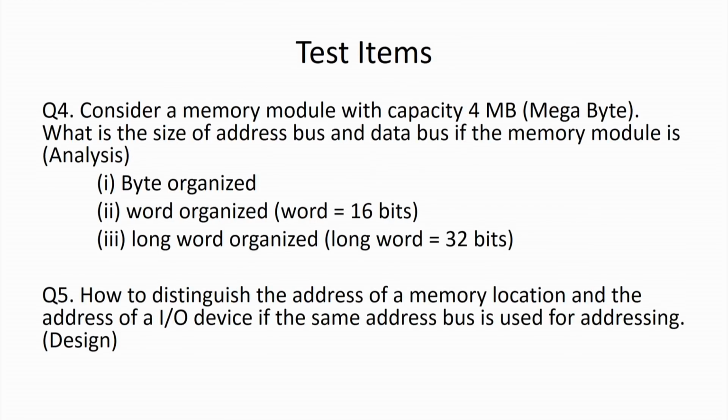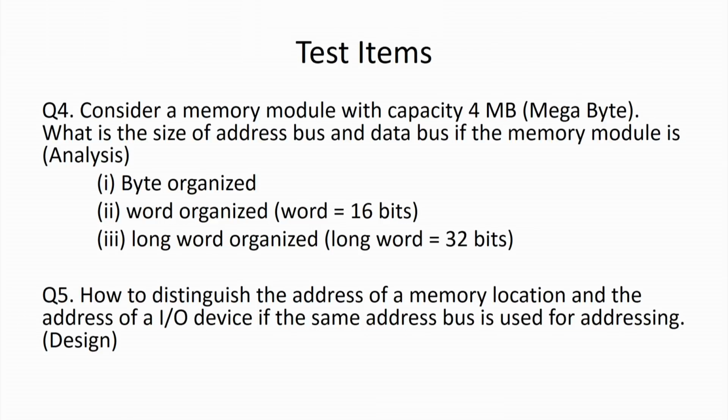Now, this question says to consider a memory module with capacity 4 megabyte. What is the size of the address bus and data bus if the memory module is byte organized? That means in every location we are going to store 1 byte of information. If it is word organized, that means 1 word is equal to 16 bits, that means we are storing 2 bytes of information. So, depending on that, the size of the address bus and the size of the data bus will change.